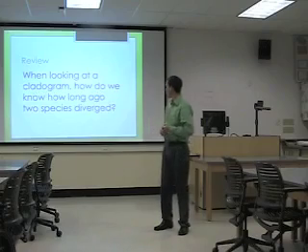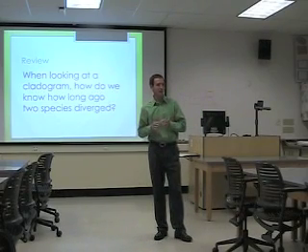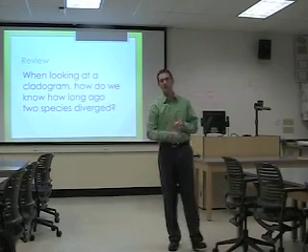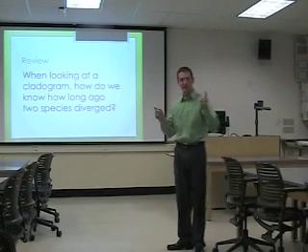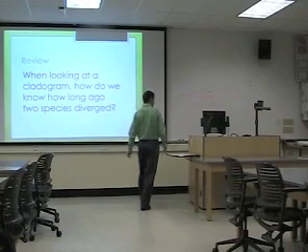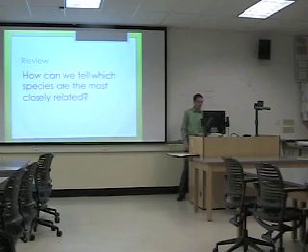How do we know, by looking at a cladogram, how long ago two species diverged? John. The length of the branch. So the length of the branch, the longer the branch, the longer ago it was. Okay.